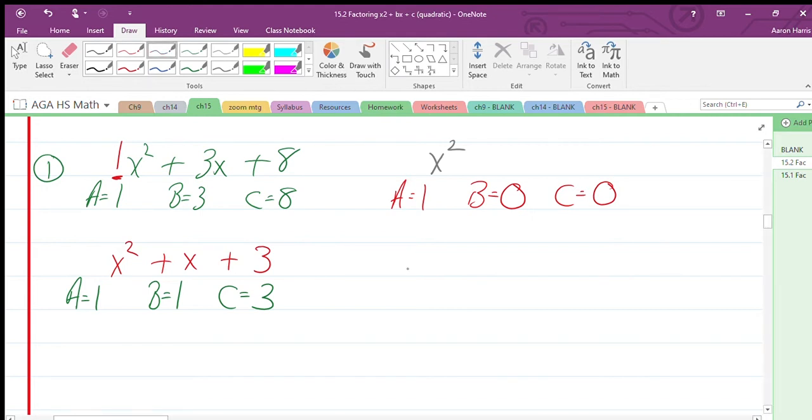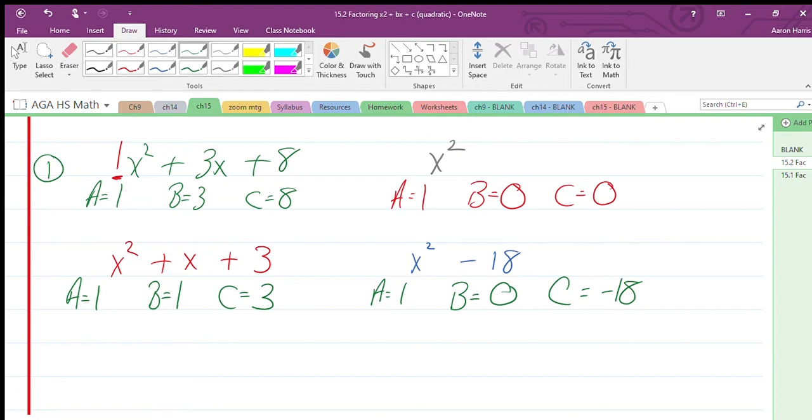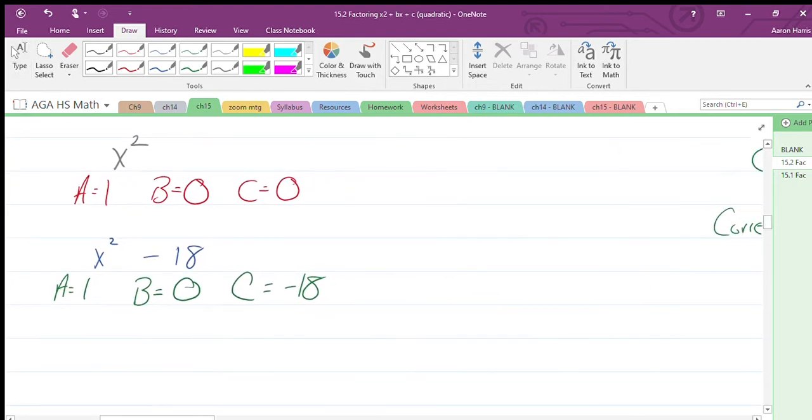What if I have x squared minus 18? What is A? A is equal to what? 1. B is equal to 0. There's nothing there. There's no x in here. B is equal to 0. C is equal to negative 18. Okay, so make sure if you go too fast, sometimes you'll get the wrong thing. So let's make sure that we don't go so fast that we mess up.